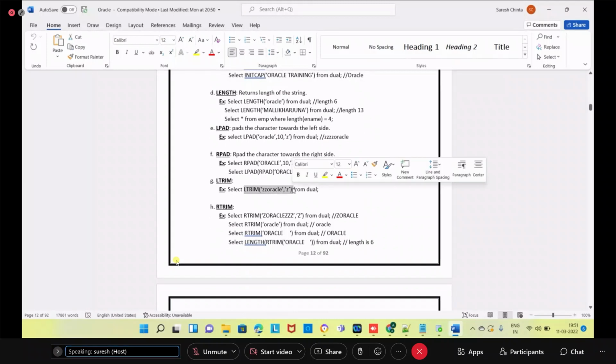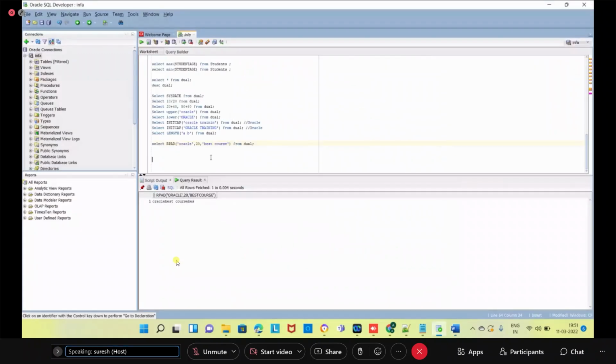So LTRIM. If you want to trim some portion of the characters, you can go with trim. What it does is it trims the space. It trims the values that you gave here.